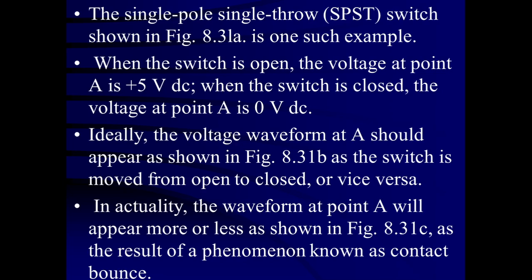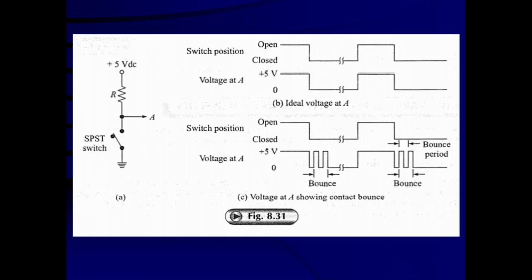We will see in the circuitry. Ideally, the voltage waveform at A should appear as shown in figure 8.31b, as the switch is moved from open to close or close to open, vice versa. In reality, the waveform at point A will appear more or less as shown in figure 8.31c as the result of a phenomenon known as contact bounce. You can consider like this.